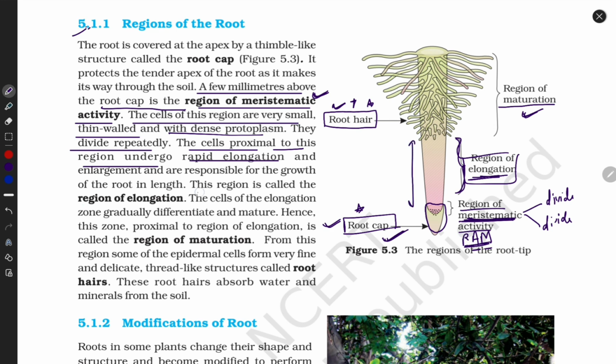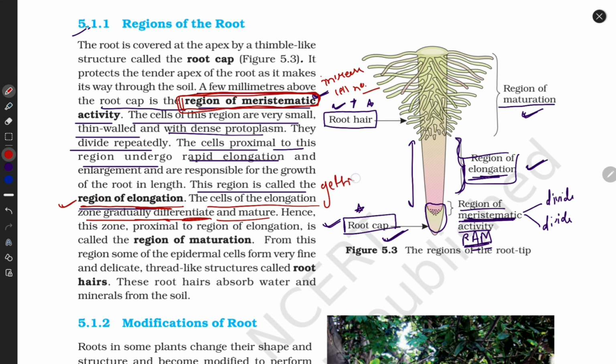Next, the region is called the region of elongation. Now we will discuss this region. What is the feature of the region of elongation? Because we completed this region, they have a special feature. What? Divide, divide, divide. They increase the number. I'm writing here, they increase cell number. The cells of the elongation zone gradually differentiate and mature. They are getting their function. Hence, the zone proximal is the region of elongation.